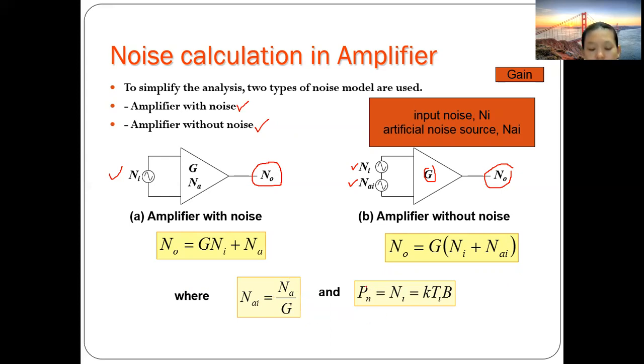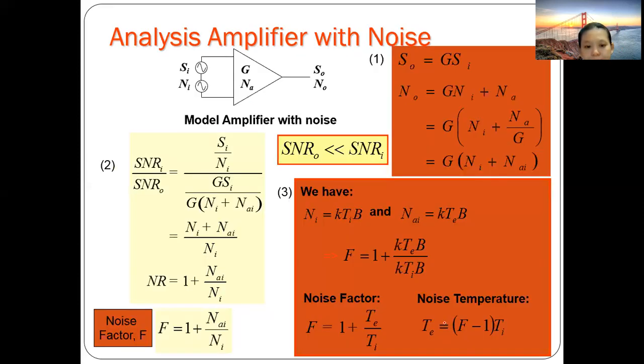Okay. And we also have to recall our formula, the Johnson formula. PN, our noise power, is equal to the input noise NI, which equals kT, where T is the temperature at the input, multiplied by the bandwidth. Okay.